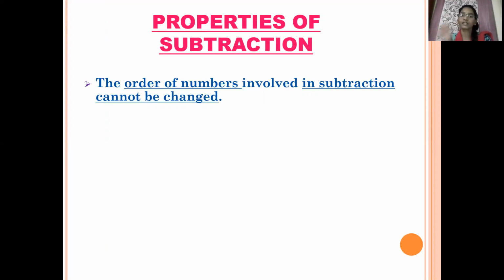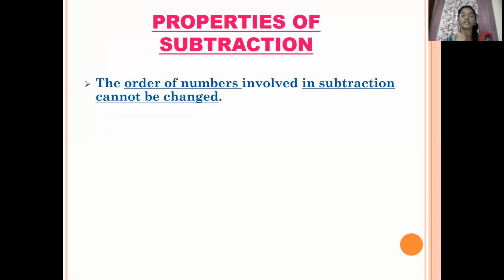Same thing, I'll take it as 3 plus 2. I took the same numbers but I've changed the order. First, I have taken 3. Then I added 2. Did the result change? No. The sum remains the same in addition. Now, properties of subtraction: the order of numbers involved in subtraction cannot be changed. That is the first property. So order property is not applicable for subtraction operation.